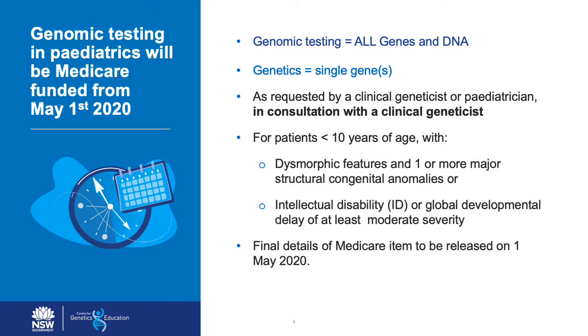Genomic testing in paediatrics will be Medicare funded from the 1st of May 2020 and encompasses genomic testing, which means testing of all genes and DNA. This is broader than previously done genetic testing, which often includes single genes or small groups of genes. This testing can be requested by a clinical geneticist or a paediatrician in consultation with a clinical geneticist, and is for patients less than 10 years of age with dysmorphic features and 1 or more major structural congenital anomalies, or intellectual disability or global developmental delay of at least moderate severity.